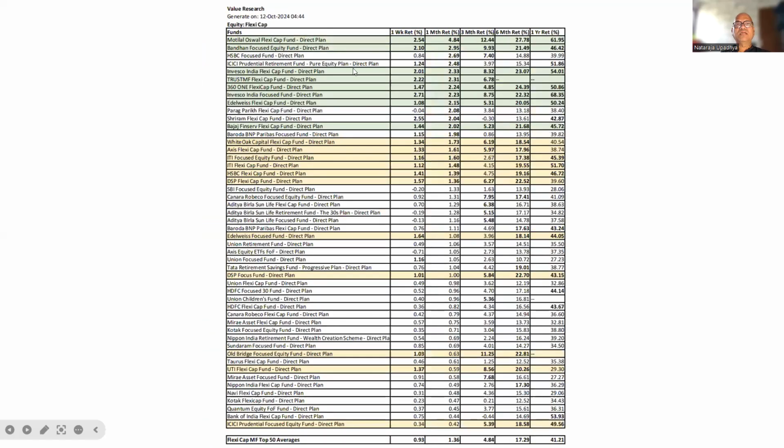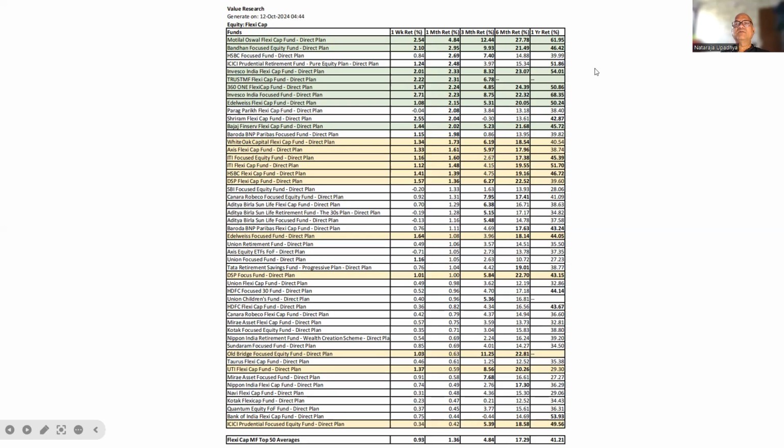So with that, we are now moving to flexi cap funds. There are again above 50 funds, so taken only top 50. 0.93 for the week, 1.36 for the month, all average, 41.21 for the annual. Some green status are there: Motilal Oswal Flexi Cap Fund, Bandhan Focused Equity Fund, Invesco India Flexi Cap Fund, Trust MF Flexi Cap Fund, 360 ONE Flexi Cap Fund, Invesco India Focused Fund, Edelweiss Flexi Cap Fund, Bajaj Finserv Flexi Cap Fund.